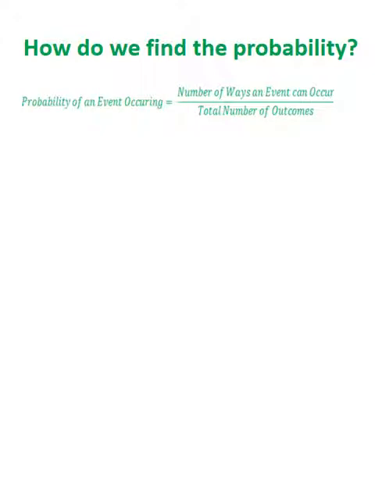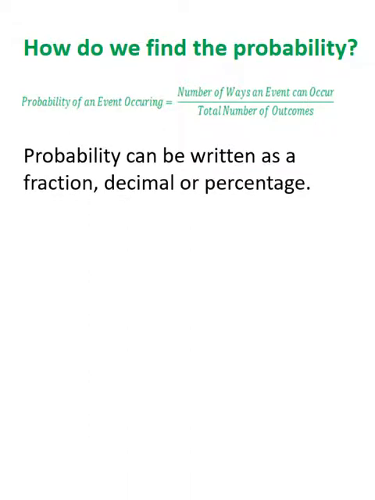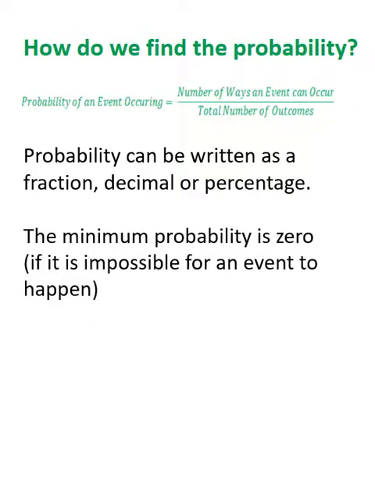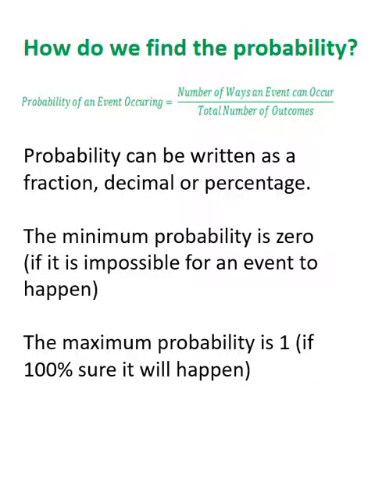Probability of an event occurring equals the number of ways an event can occur over the total number of outcomes. So as it looks, it's a fraction. The probability can be left as a fraction in its simplest form, or it can be written as a decimal or percentage. You can choose any of the three forms: fraction, decimal, or percentage. The minimum probability is 0 if it is impossible for an event to happen. And the maximum probability is 1 if you are 100% sure this thing will happen. The probability cannot be negative and it cannot be more than one whole.